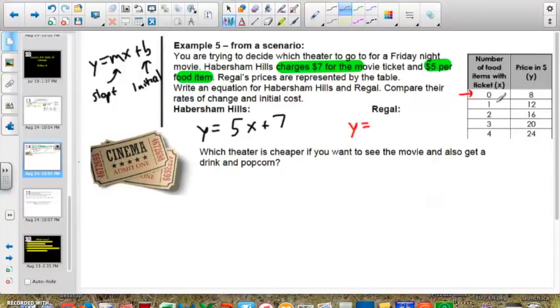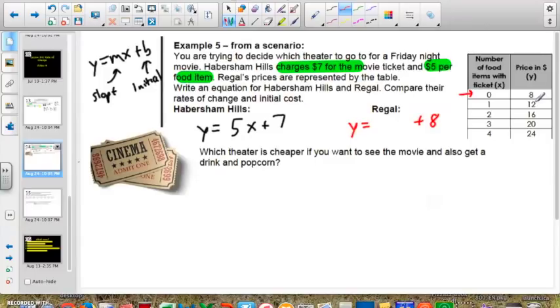So if I'm reading in context of this table, this is the number of food items with the ticket. So if we're not buying any food and we're just buying the ticket, it's going to be $8. Now we have to figure out what we're paying as far as each food item. So we need to see what's happening each time.